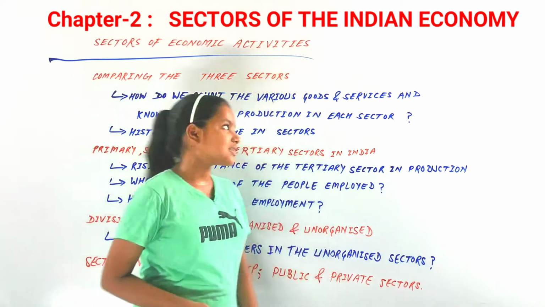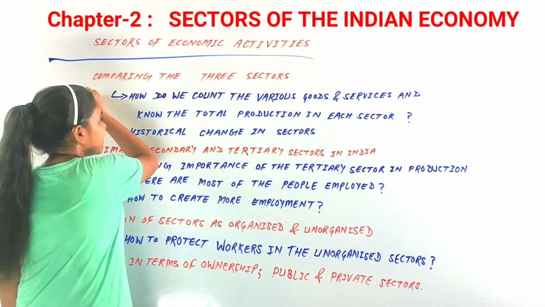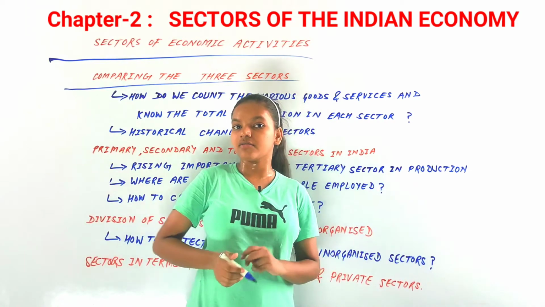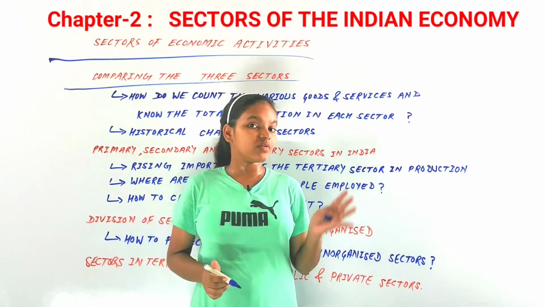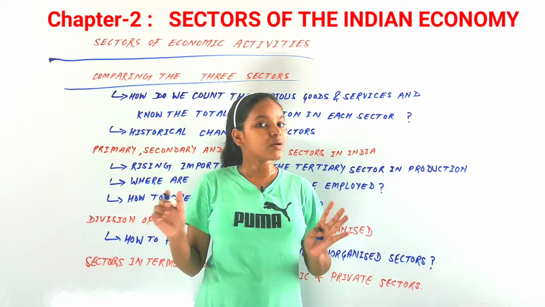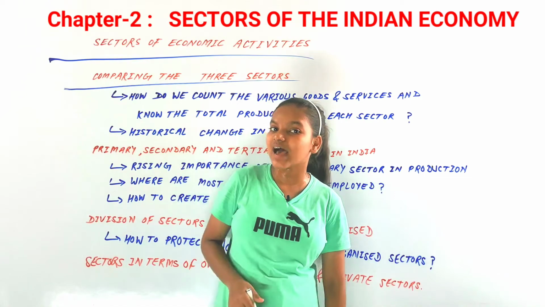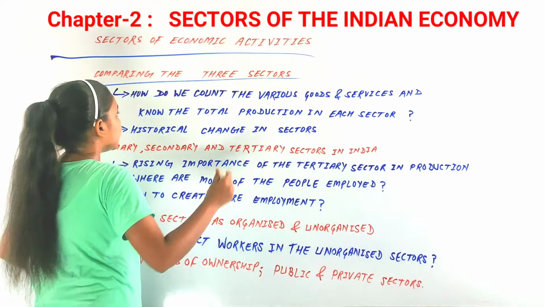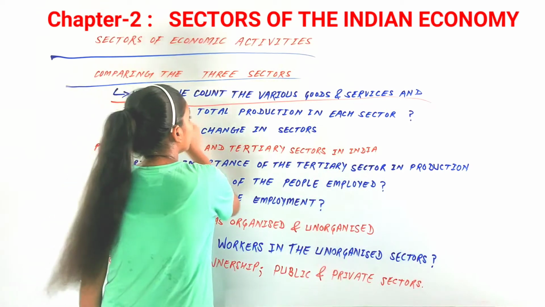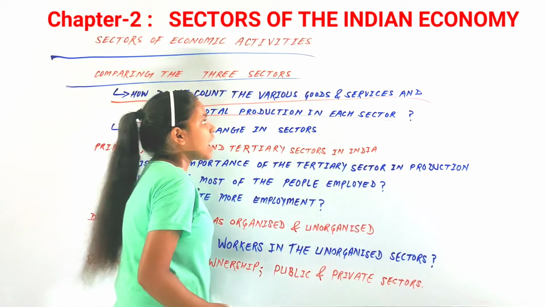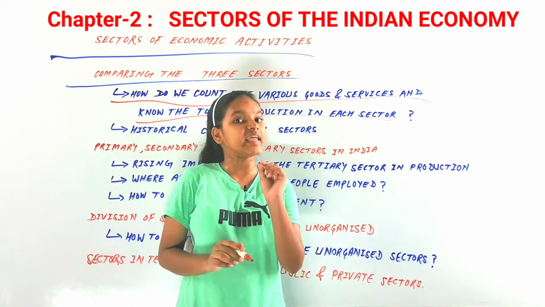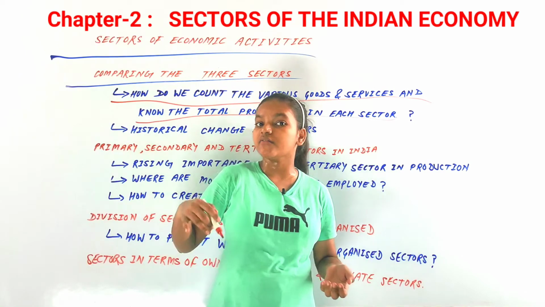After that, we have the next topic, that is comparing the three sectors. Now there can be some comparison between these three sectors, primary, secondary and tertiary. What can be that comparison? Let's talk about it with the next subtopic, that is how do we count the various goods and services and know the total production in each sector? A very good question, it might arise in your minds.